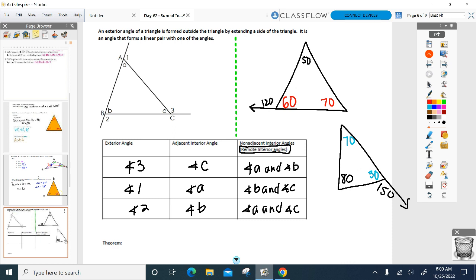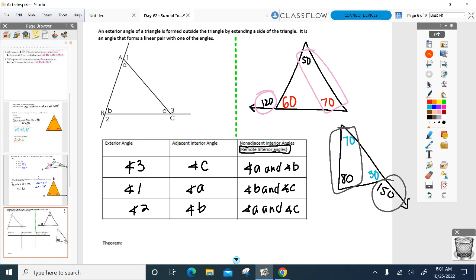Think you got something, Nate? Yeah, the remote interior angles equal the exterior angle. There you go. Take a look. My exterior angle here was 120. Anybody see 120 anywhere? Not the number 120, but getting 120 anywhere else? 50 and 70, which are the remote interiors. Same thing here. Take a look. 150. How else could I get 150? Add up the remote interiors. Every time.